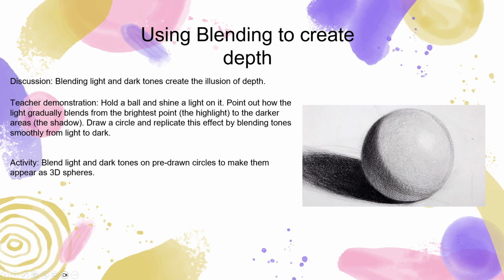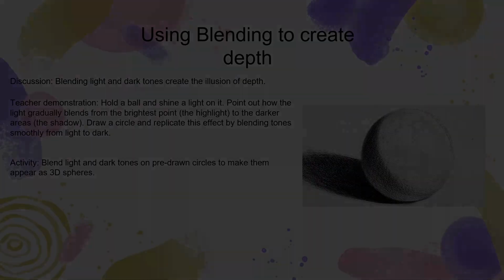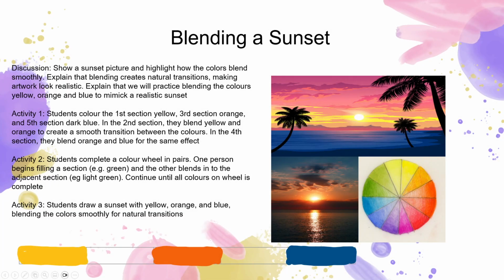The teacher will model the process of making a circle 3D by drawing a circle on the board and gradually shading from light to dark. The next lesson focuses on blending colors, and it contains 3 activities.